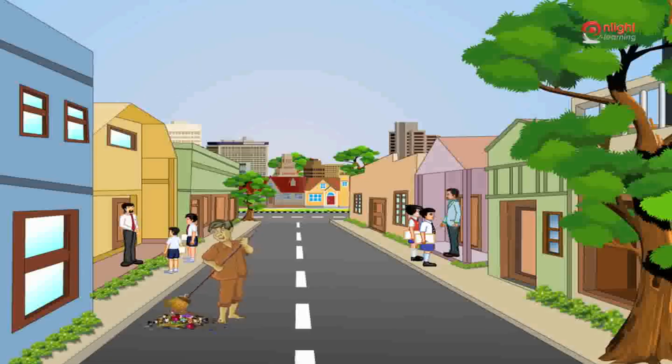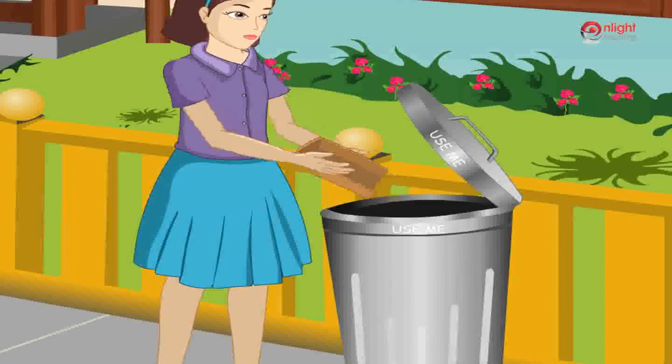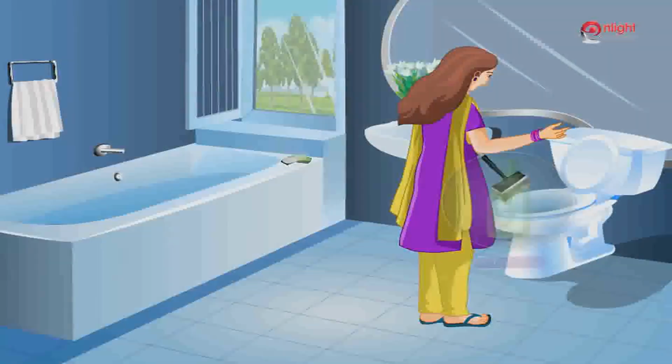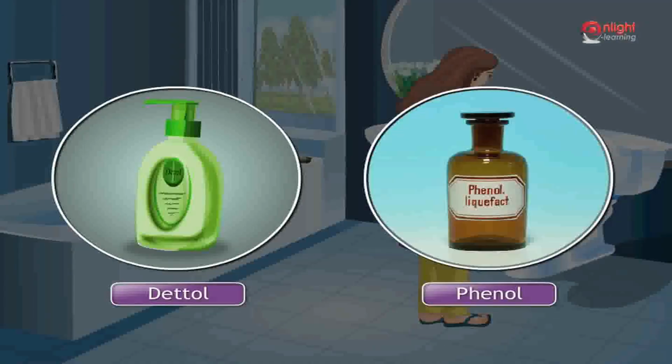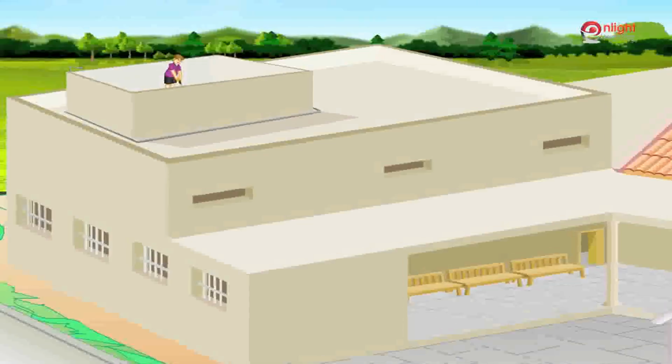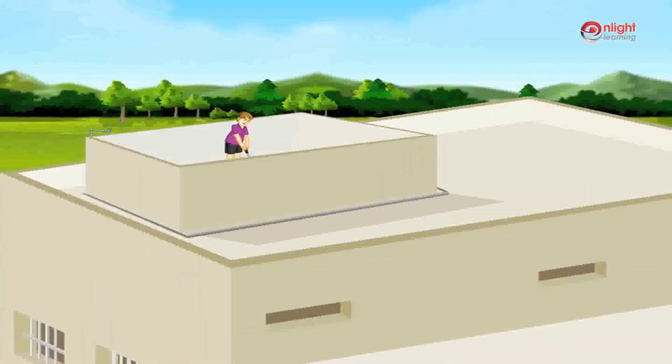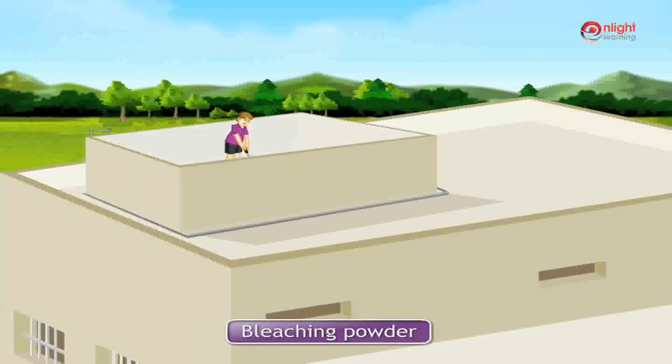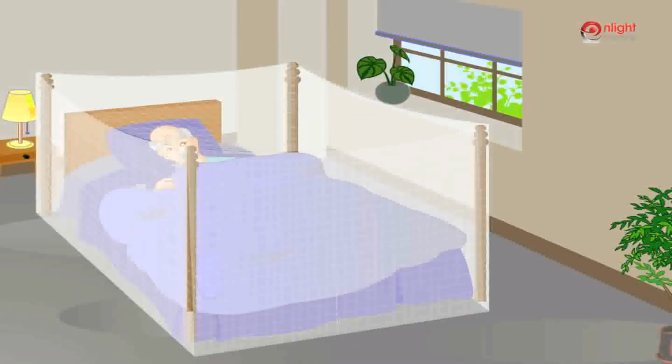Let's see what we should do to prevent communicable diseases. We should keep our surroundings clean and keep garbage inside or outside our house in covered dustbins. Wash the toilet with Dettol or Phenol. Clean the water storage tanks at least once in a week with bleaching powder. Always sleep under a mosquito net.